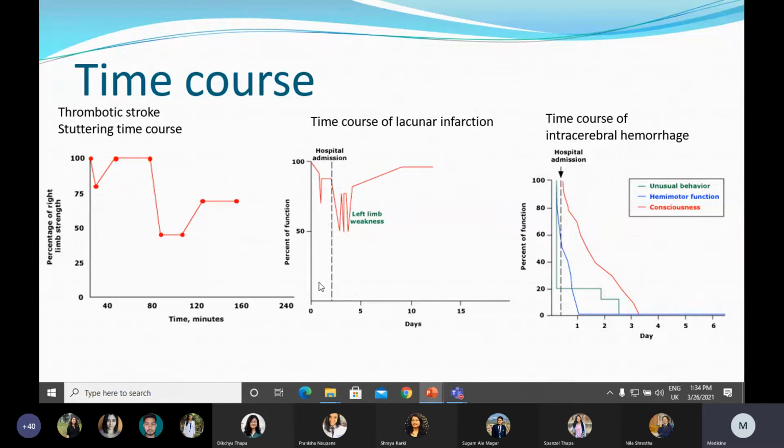sudden in onset and maximum at the onset. So the graph for the weakness will be here, and then it may remain like this, or it may gradually improve somewhat.